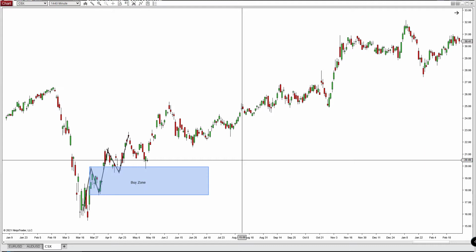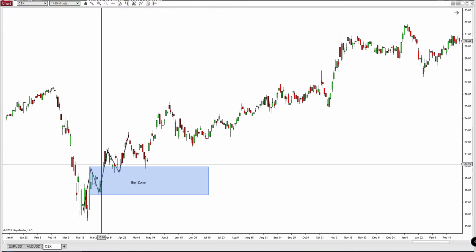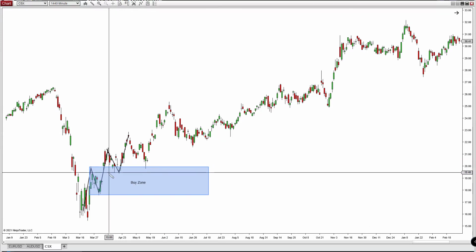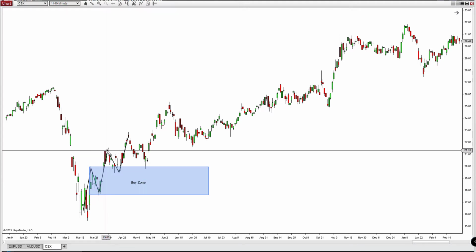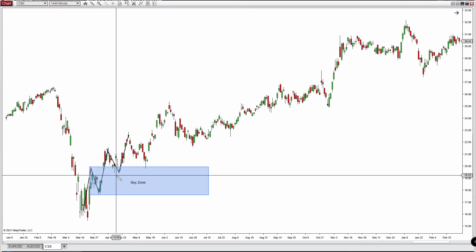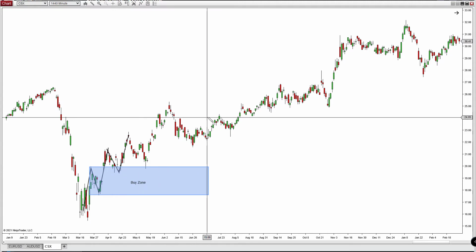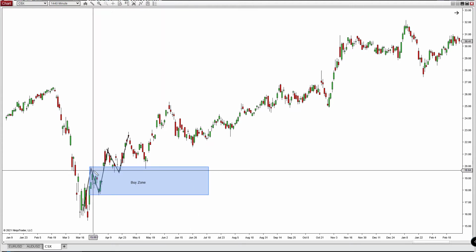I've always traded market structure, meaning that I look for these types of patterns in the market. Patterns where price is making higher lows and higher highs and then retracing back into that prior area, and then I'm looking for a move higher. So the one thing that I was missing was a truly objective way to identify a zone.